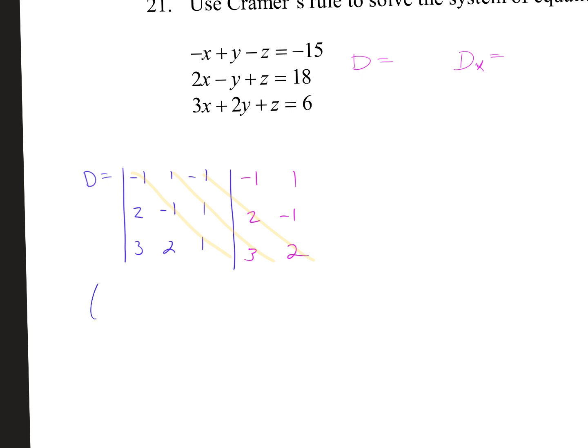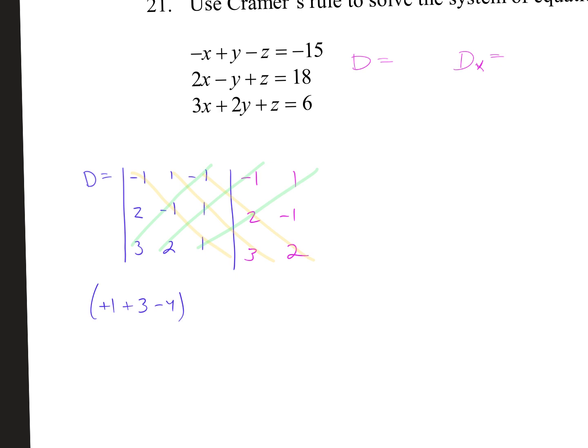So negative 1, negative 1, negative 1 is negative 1. 1 times 1 times 3 is plus 3. What? Isn't it just one of... Oh, there's only one negative, my bad. And then 2 times 2 is 4, and negative 1, so negative 4, yeah? So here, here, here.